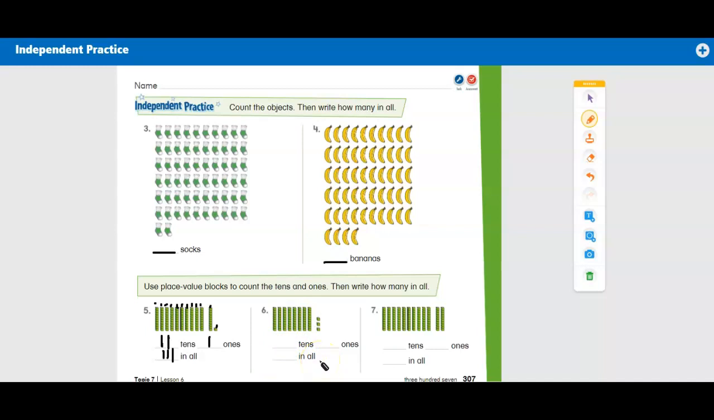Remember that you will need to pause the video as you are working through your set of problems. If you need an example, you can use number 5 to see how we counted the number of tens, the number of ones, and then found how many blocks were in all.